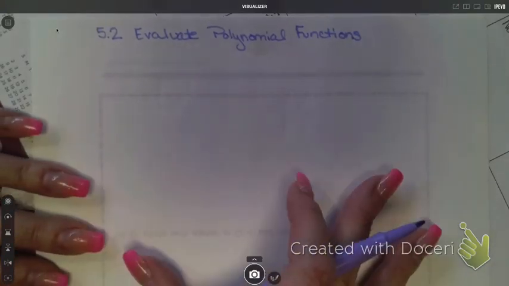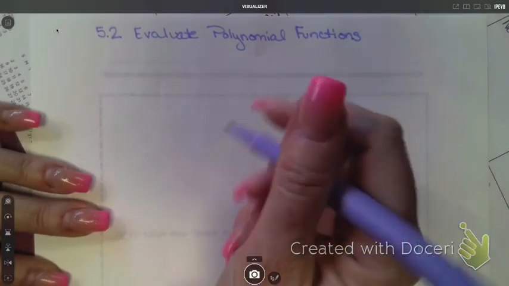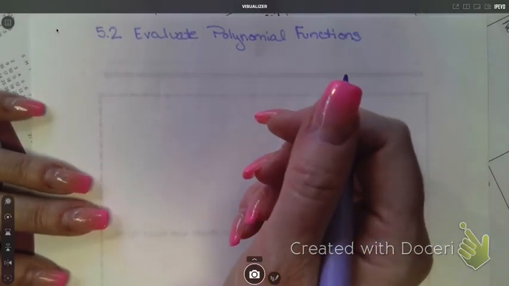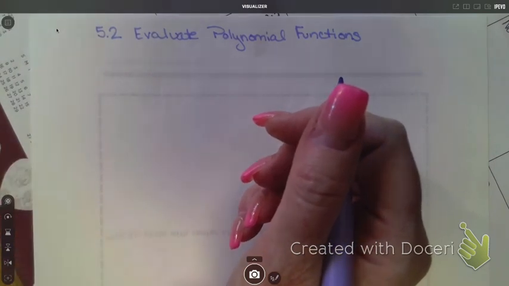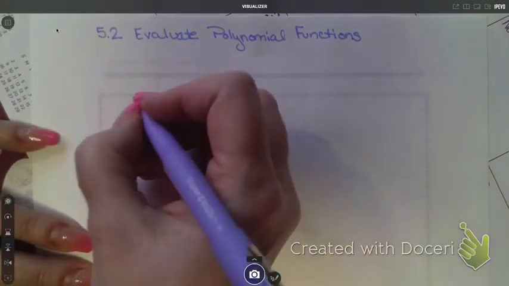Okay, 5.2, evaluate polynomial functions. We are going to be sketching some graphs a little bit also, but we're going to focus on evaluating. First of all, we need to talk about what a polynomial is.